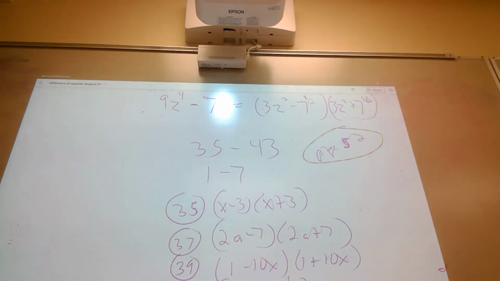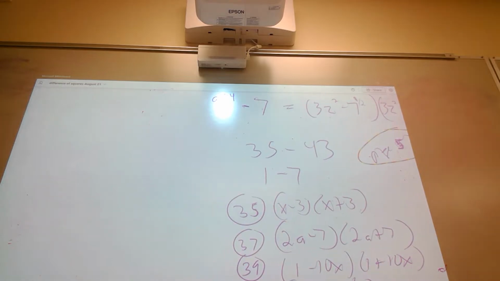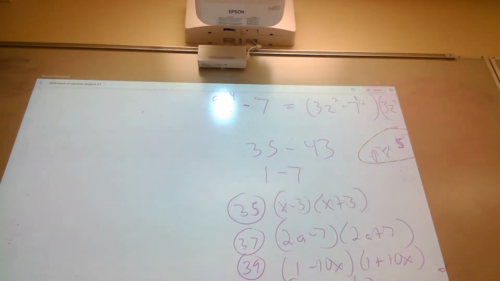For 41 we have x squared minus 3 times x squared plus 3. 43 is the hardest one. You're taking the square root of x plus 5 squared. It's just like the one I did with you in class. And then you're taking the square root of 4 and you're plugging it into the equation and you're combining like terms.